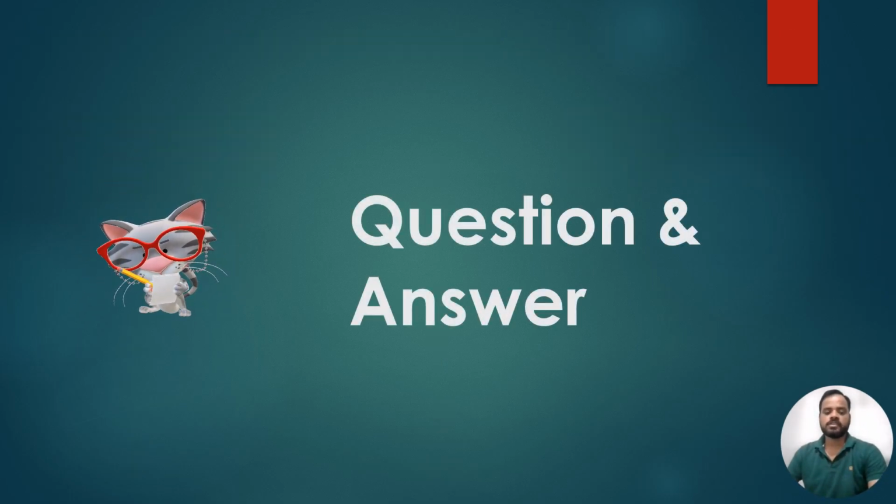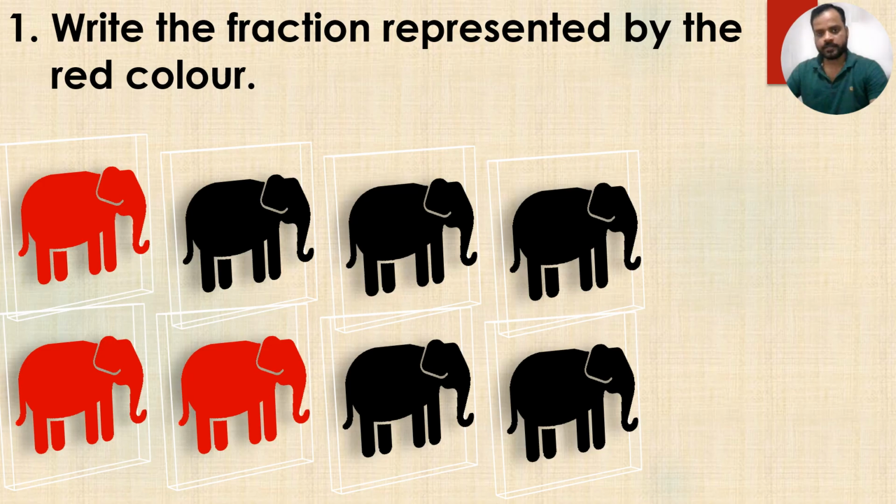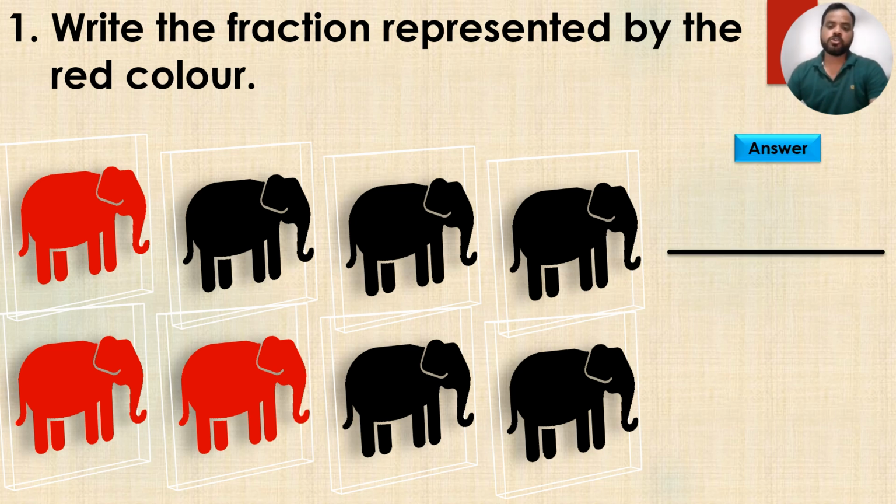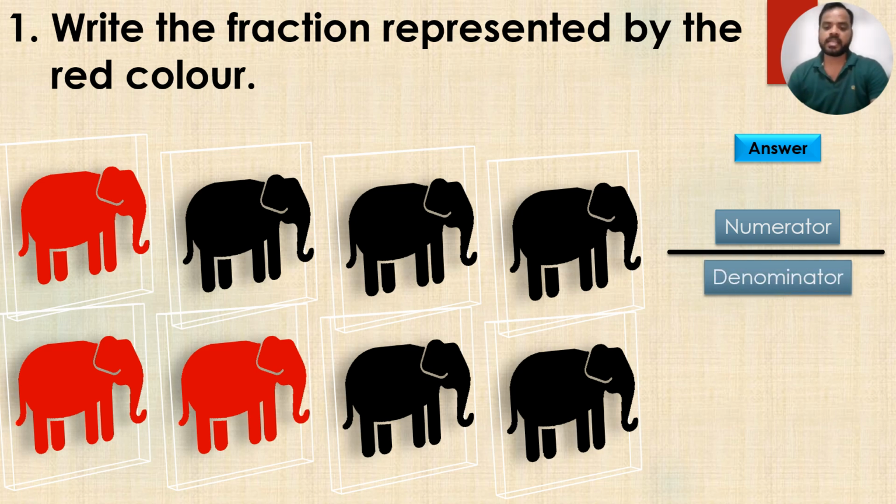Now we will solve some questions and answers to check our understanding. So in this question, what is given? We are to write the fraction represented by the red color. Okay. So first let us go through some theory. The fraction is represented by the numerator and a denominator.